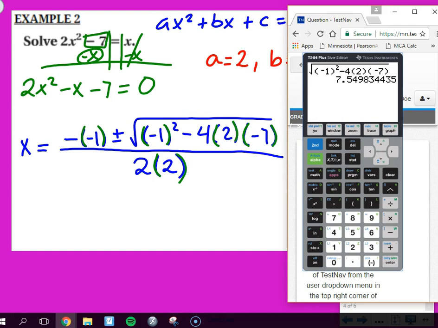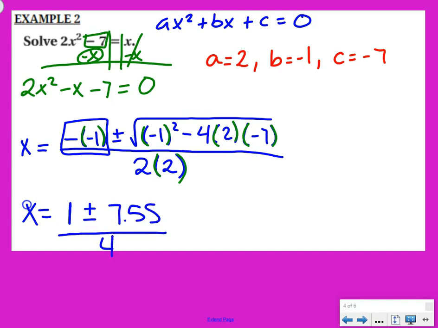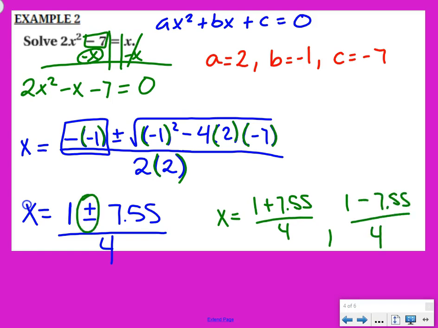So if we round that to the nearest hundredth, it'd be 7.55. So we can say x equals double negative makes a positive 1, plus or minus 7.55 divided by 4, because 2 times 2 is 4. We set up those two cases. x can be 1 plus 7.55 divided by 4, or x can be 1 minus 7.55 divided by 4, plus or minus here. Two cases.